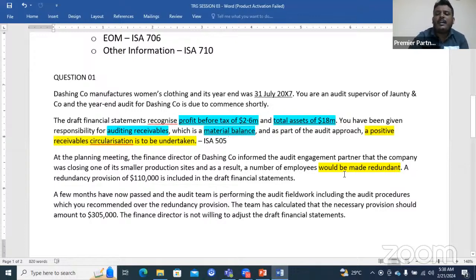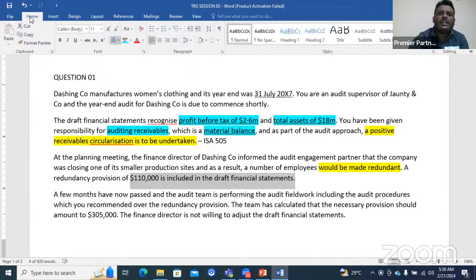Therefore, here there was a redundancy and the redundancy announcement is already made, and a redundancy provision of 110,000 is included in the draft financial statement. So in the financial statement, they created that provision. Therefore, correct. So what they made is right.